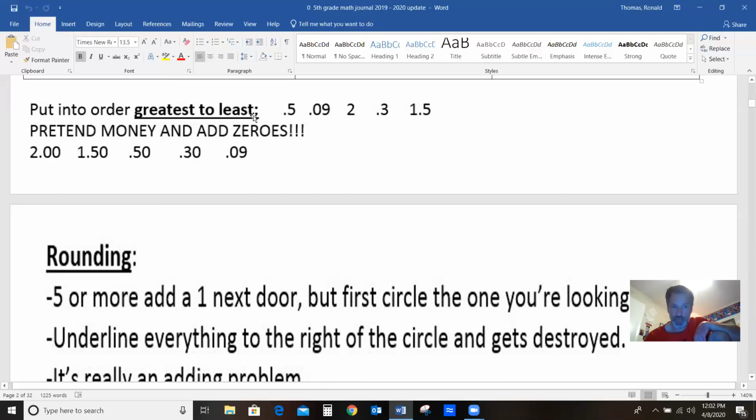So if I want it from greatest to least, the biggest one would be $2. Then it's $1.50, 50 cents, 30 cents, 9 cents. Now, when you rewrite them, you can drop the stuff you added afterwards and make that just the 2 again, but that's how you tell. If it was least to greatest, you would just opposite, right?